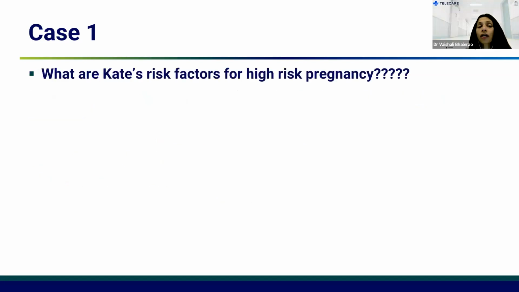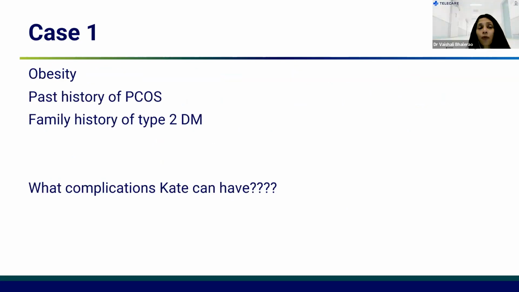So what are Kate's high risk factors for high risk pregnancies? Does she have any high risk factors? Yes, she does. So obesity, her BMI is 36. Past history of polycystic ovarian syndrome. Family history of type 2 diabetes.